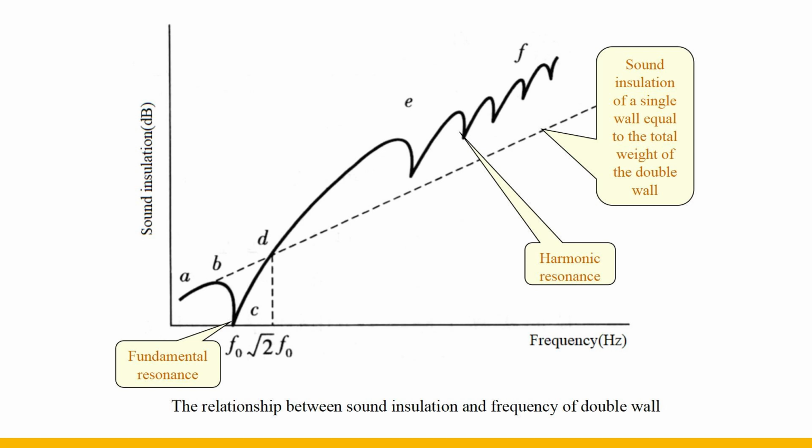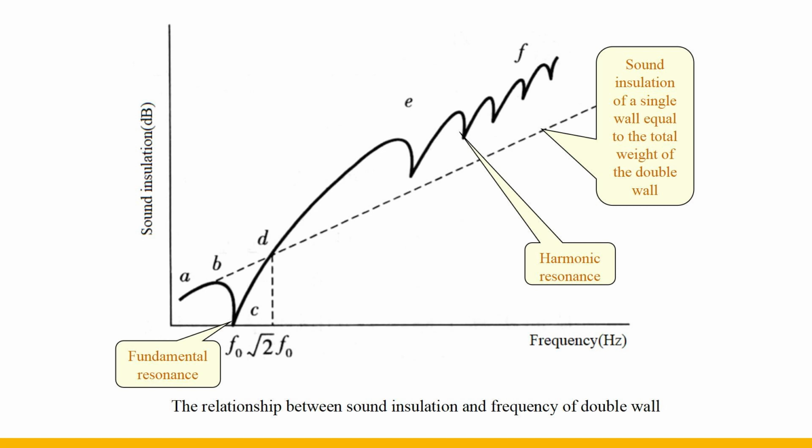The dashed line in the figure represents the sound insulation of a single layer wall equal to the total weight of the double layer wall. The solid line of segment AB and the dashed line coincide, and F is less than F0, indicating that the double layer wall vibrates as one wall. This is similar to the single layer wall of the same weight.